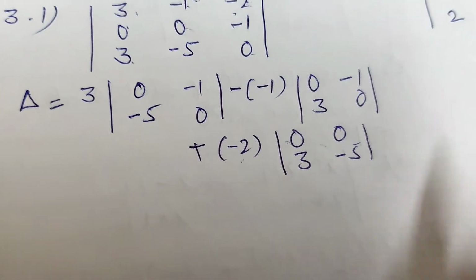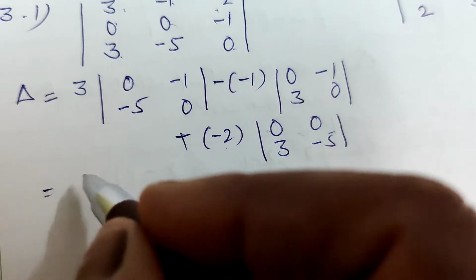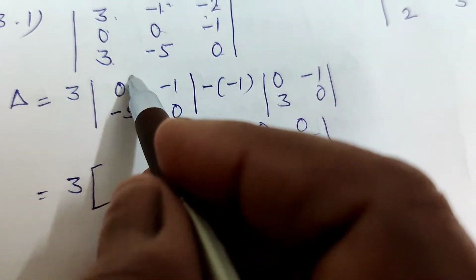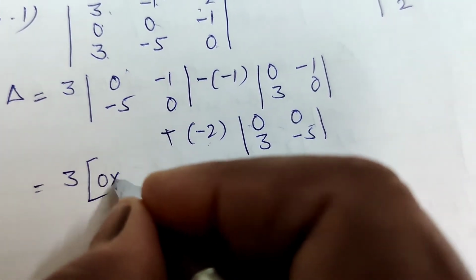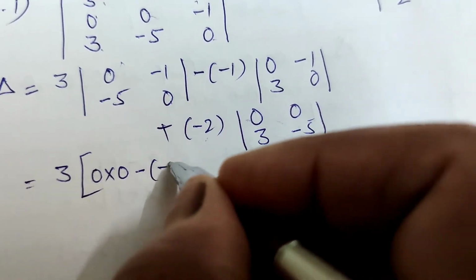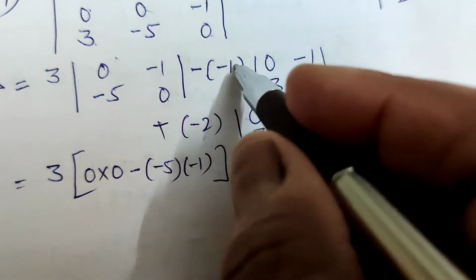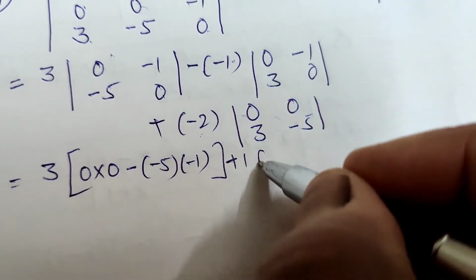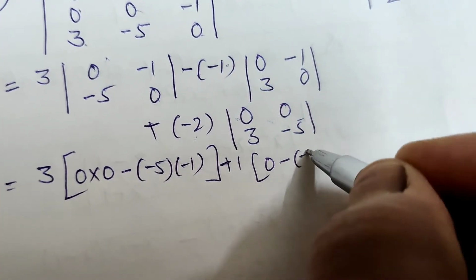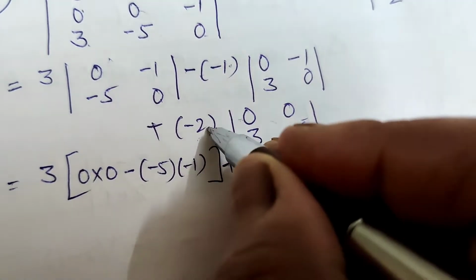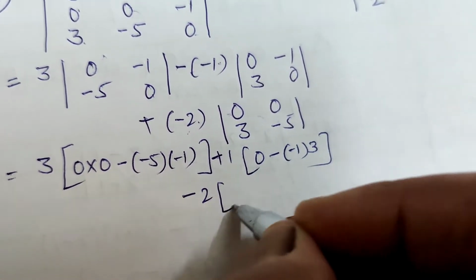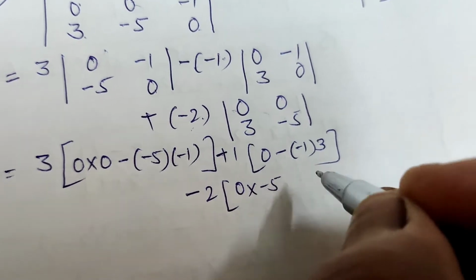Okay, now solve. 3 into 0 into 0 minus 5 into minus 1. And the second, plus 1 into 0 minus minus 1 into 3. And third, minus 2 multiplied by 0.